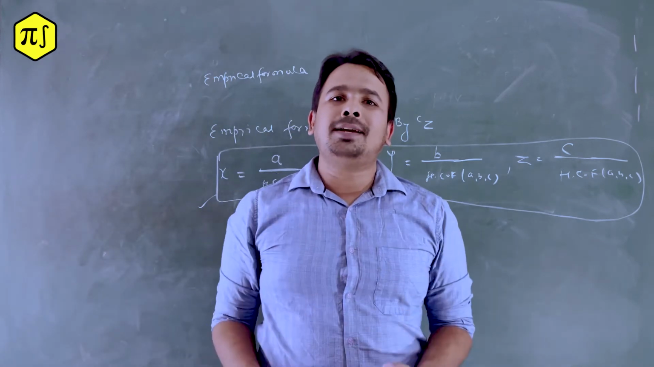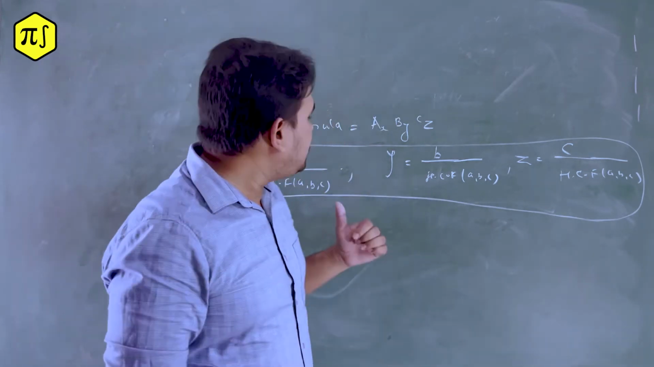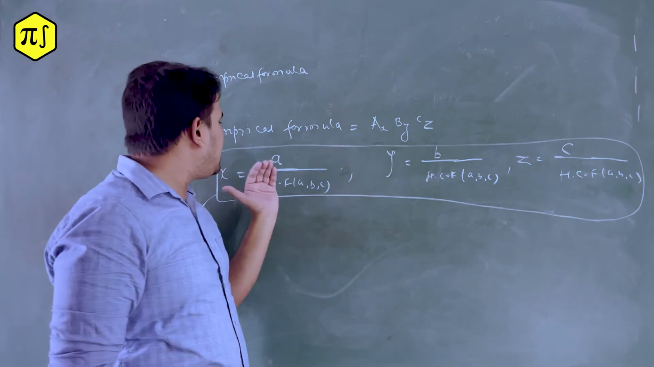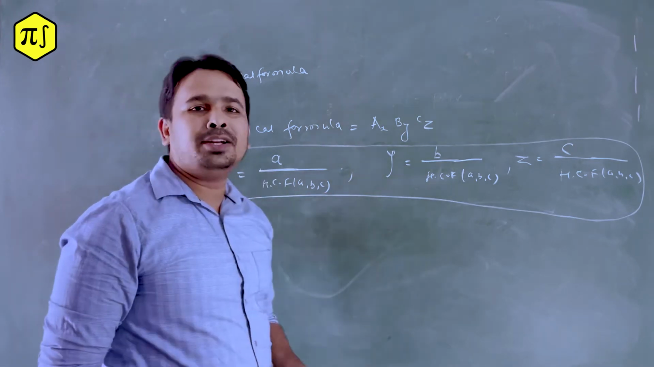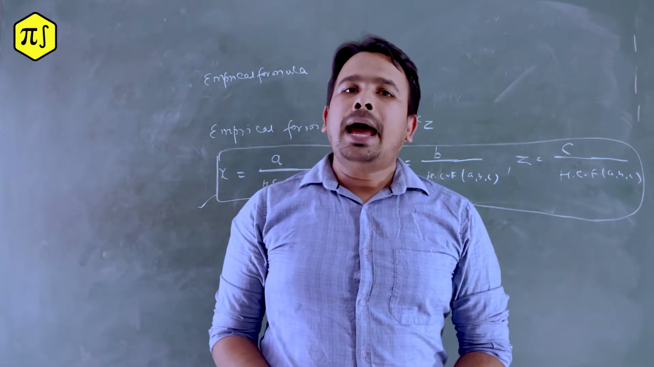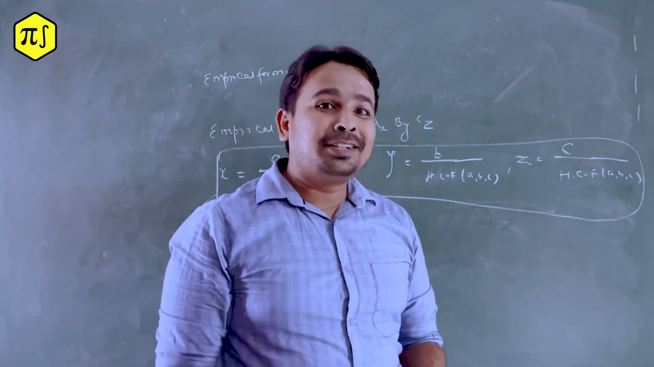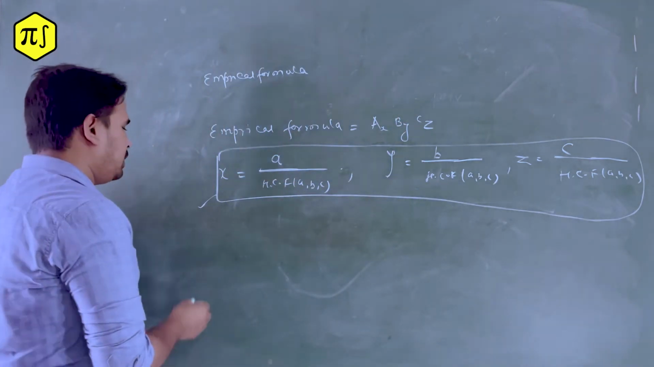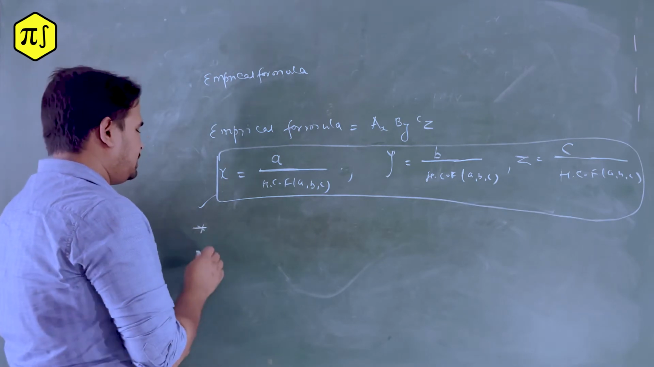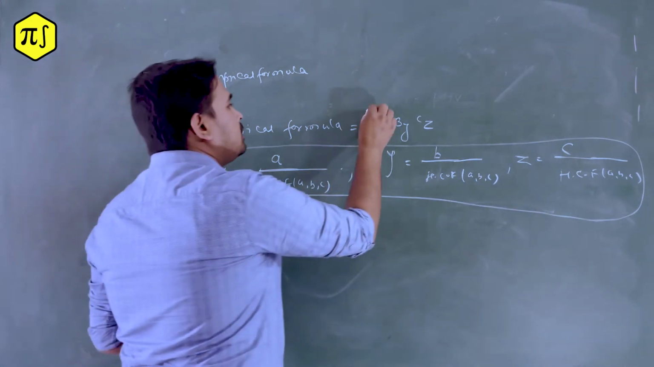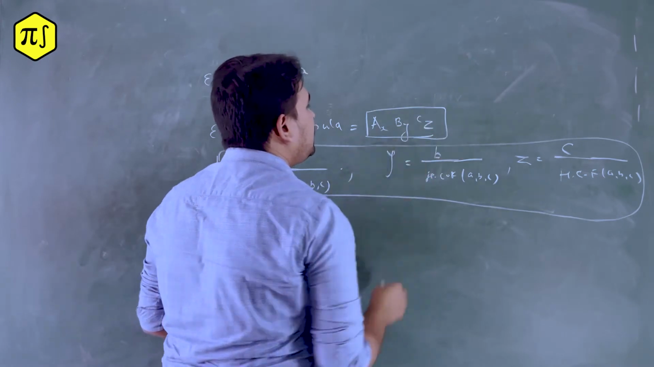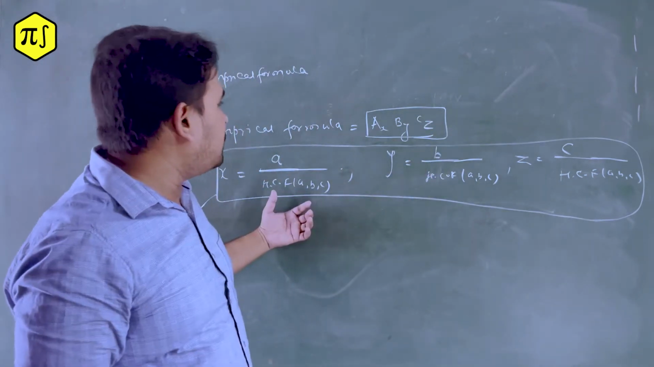How easy it is, right? If you know the molecular formula, you can simply derive x, y, and z using this formula. And you know the proof also, how it comes, so that's interesting. Let me write down the empirical formula, guys. This is the formula for how to calculate x, y, z if you know the molecular formula.